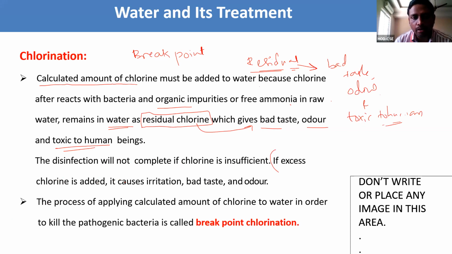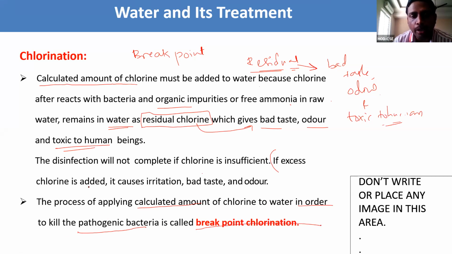Irritation, bad taste, and odor. So we need to apply only a calculated amount. That is, the process of applying a calculated amount of chlorine to water in order to kill the pathogenic bacteria is called breakpoint of chlorination.